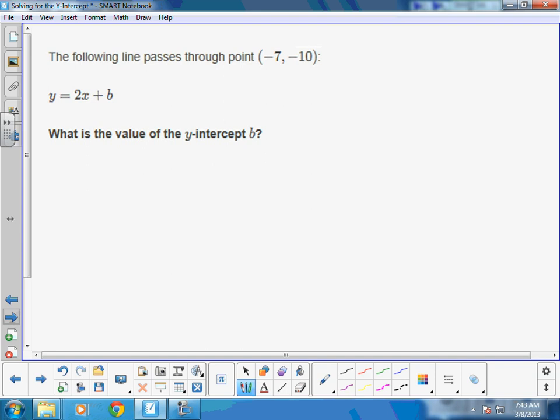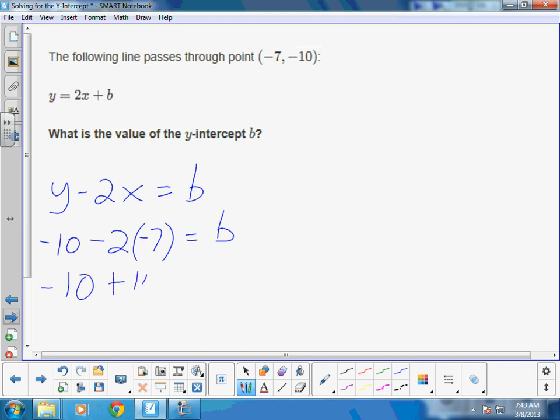We want everything now. All right, so we're going to go y minus 2x equals b. Did I say junior high? I'm at middle school. y is a negative 10. Subtracting 2 times x is a negative 7. That is equal to b. So I get a negative 10 plus 14 is equal to b, which is equal to 4. Negative 10 plus 14 is 4.